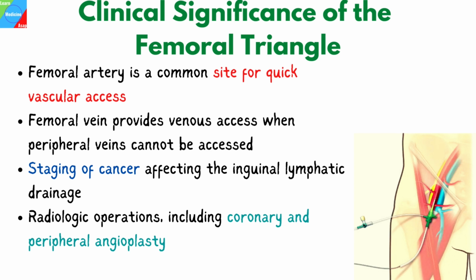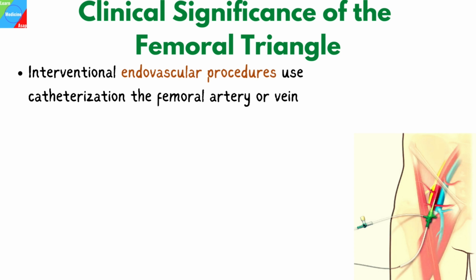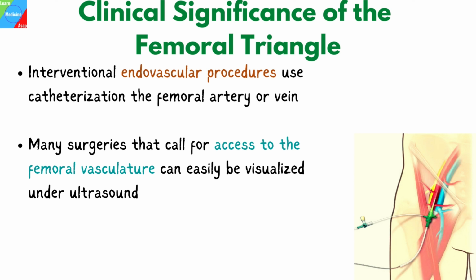A catheter is inserted into the femoral artery or vein for a variety of radiologic operations, including coronary and peripheral angioplasty. Interventional endovascular procedures use catheterization to access the body's numerous important vessels through the femoral artery or vein. Many surgeries that call for access to the femoral vasculature can easily be visualized under ultrasound. Assessment of pain and swelling in this area can be done by palpation or ultrasound.